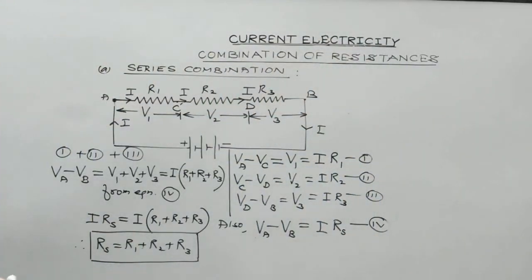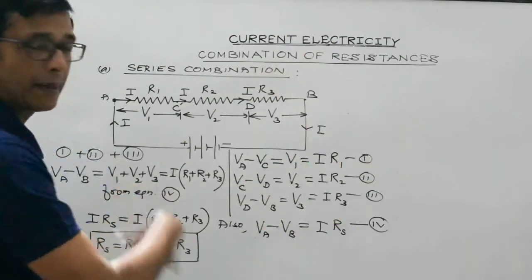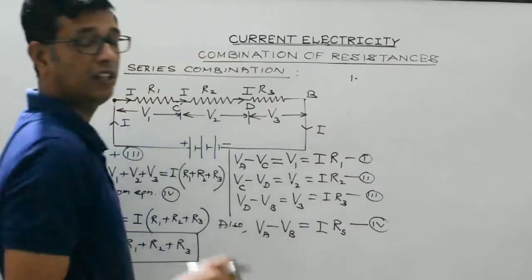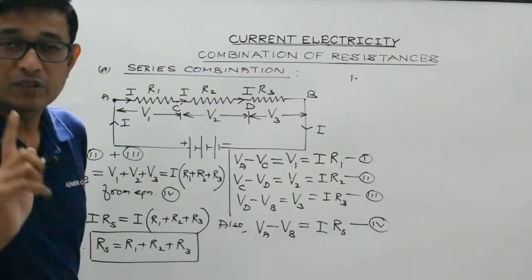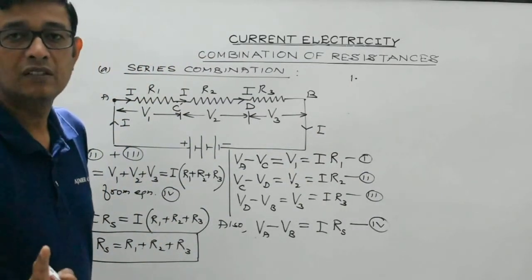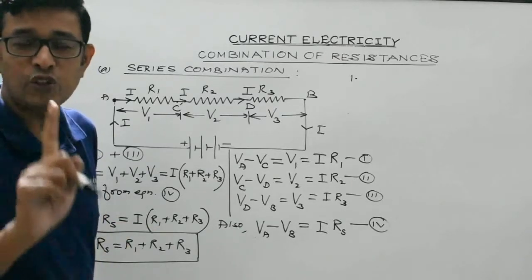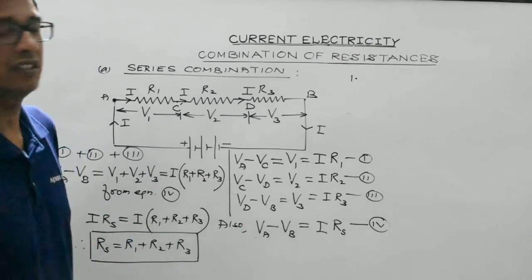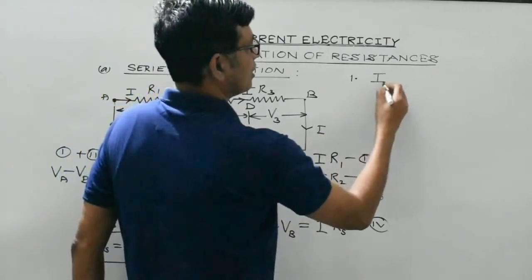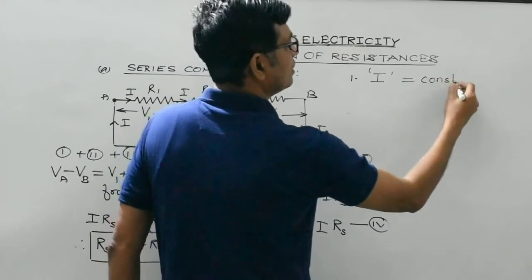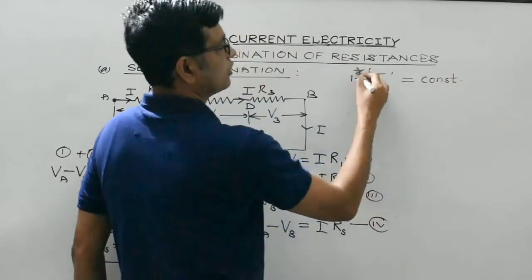Okay, let's talk about the first point. Let's recapitulate this entire topic. So the first point is, in series, students please remember, in series grouping, the rate of flow of charge, which is the current flowing across each of the resistors, must be constant. So the current flowing across each of the resistors must be constant. This is the first point.